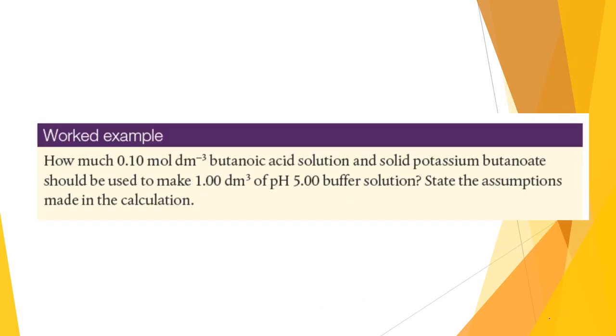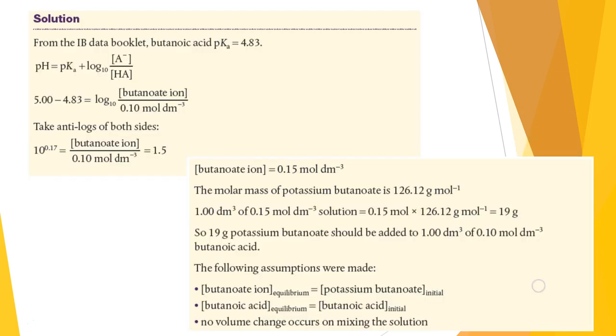Okay, so next example. How much 0.1 mole per decimeter cubed butanoic acid solution and solid potassium butanoate should be used to make 1 decimeter cubed of pH 5 buffer solution? State the assumptions made in the calculation. We're going to have to get the pKa of butanoic acid from our data booklet. We also need to determine what concentrations we're dealing with and what pH. From the data booklet, the butanoic acid pKa is 4.83.